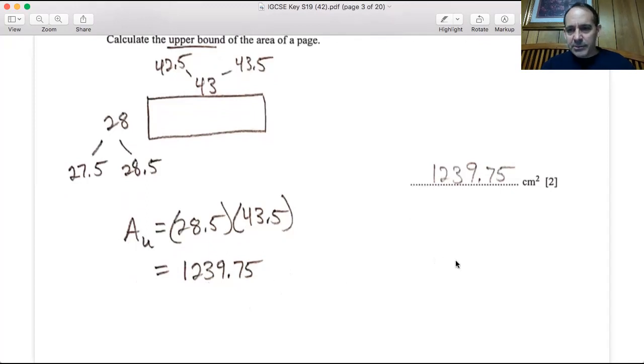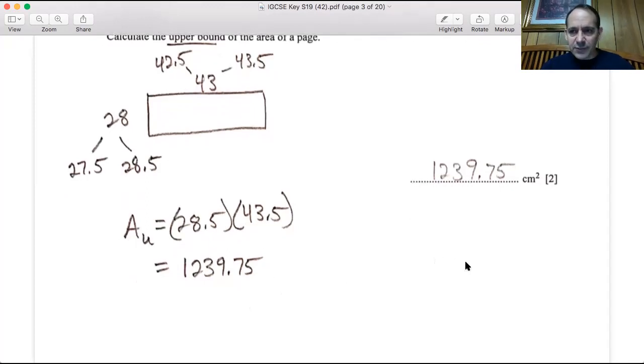1,239.75. Now you might say, well, what about the three significant figures? Why don't you put 1,240? Well, because in this case, when you multiply it, this is an exact value. Your three significant figures comes into play when the decimal runs off the end of your calculator and you have to round it. You'll round it to three significant figures. In this case, it's an exact value. Even though there's a lot of numbers there, it's still an exact value, so you want to include all of them.